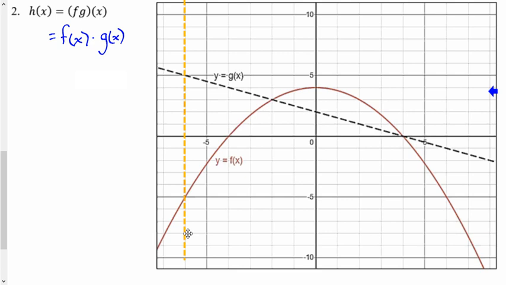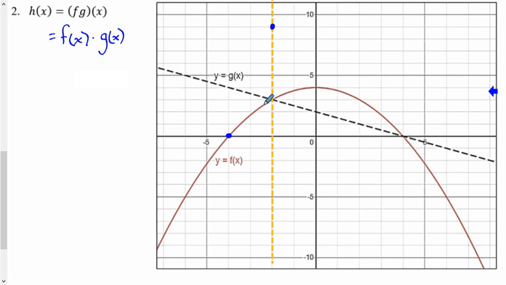Drawing the next one, when x is equal to negative 4. There we go. Well, now this one should work because I have a y value of 0, a y value of 4. 0 times 4 is 0. And so we'll have a point right here on that product function. Then as I continue along looking at other x values, here for this x value, my f of x has a value of 3. My g of x has a value of 3. 3 times 3 is 9. So I'm going to have a point up here when I multiply those two y values together.